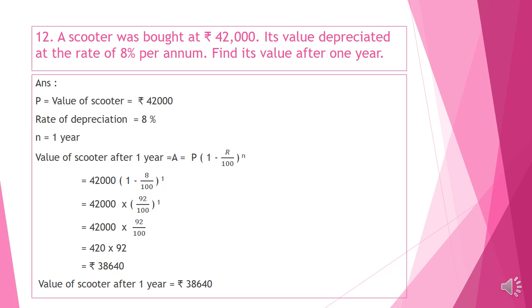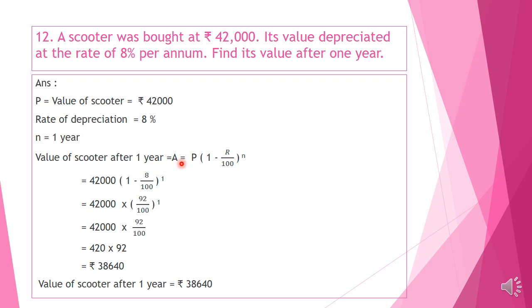Question number 12. A scooter was bought at rupees 42,000. Its value depreciated at the rate of 8% per annum. Find its value after 1 year. Children, here the value of the scooter we take as P, that is rupees 42,000. Rate of depreciation, that is decrease, is 8%, and N is 1 year.